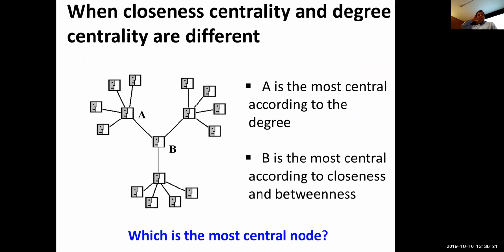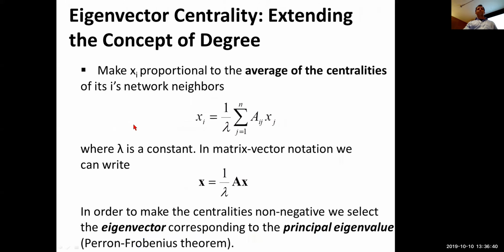All right, and then there are examples where the most central node might be this one according to degree, or this one according to betweenness, and those measures can actually disagree with each other. Depending on the application, depending on what you're looking for, you may want to use different measures of centrality. Sounds good?